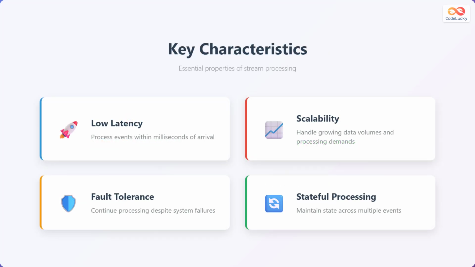Stream processing has several key characteristics. First, low latency, which means events are processed within milliseconds of their arrival. Second, scalability, which enables the system to handle growing data volumes and processing demands. Third, fault tolerance, ensuring continuous processing despite system failures. And fourth, stateful processing, which maintains state across multiple events to provide context and enable complex analysis.